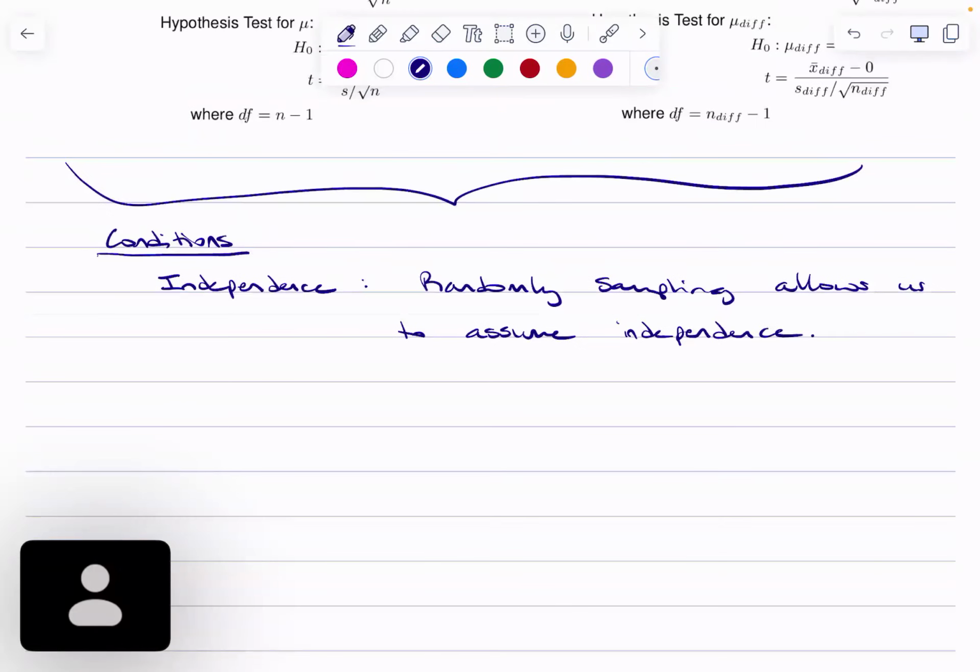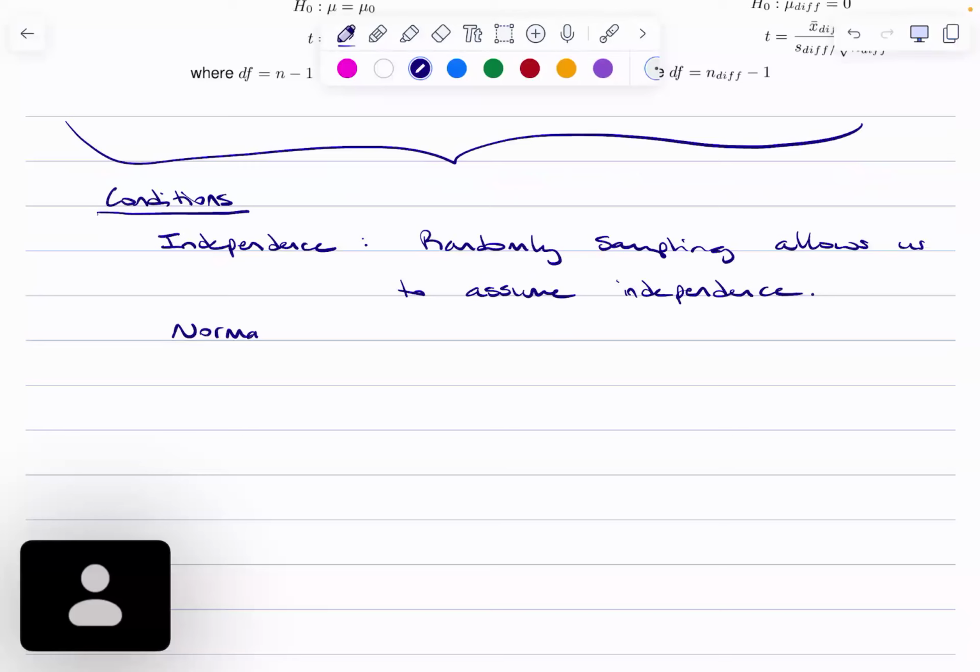Now, if you have paired data, the whole reason we got to paired data is because they're not independent, right? You've got these pairs on the observations. But what we mean here is that the differences have to be independent of each other. So the participants in the study have to be randomly sampled. So it still applies, just slightly different.